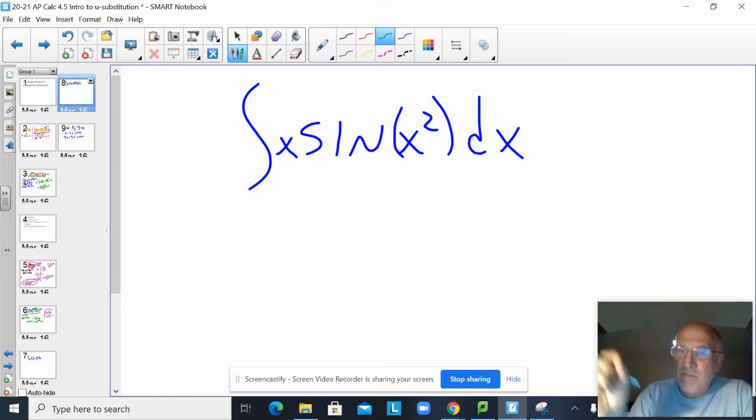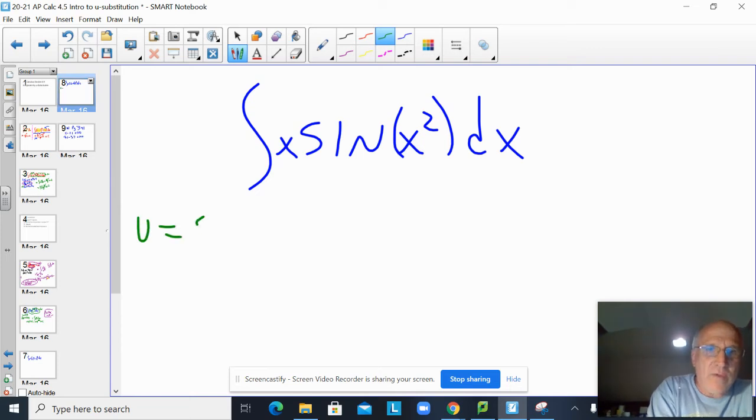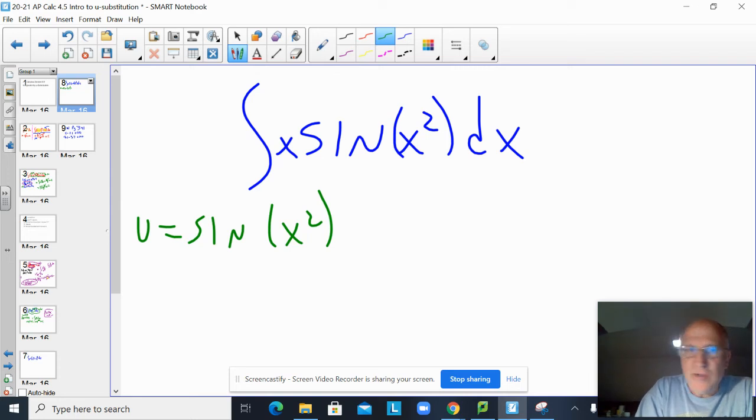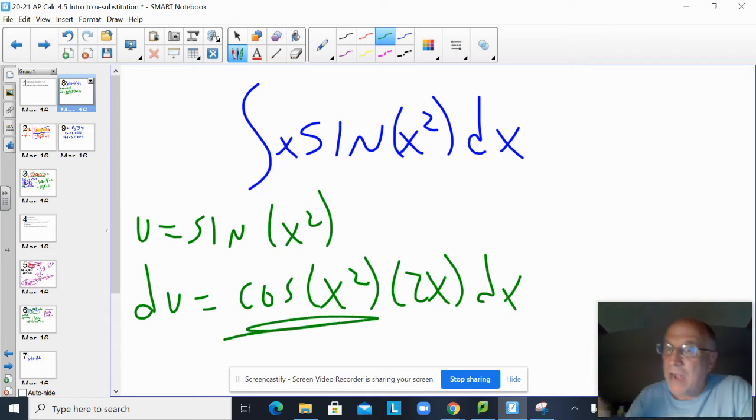Now, let's talk about making bad choices for u, which you'll do at first as you learn this. This is not right. I'm gonna start over in a second. But if you think, let u equal the sine of x squared, well, what's a derivative of the sine of x squared? That would be the cosine of x squared times the derivative of x squared, which is 2x. And that derivative is not in my original problem.